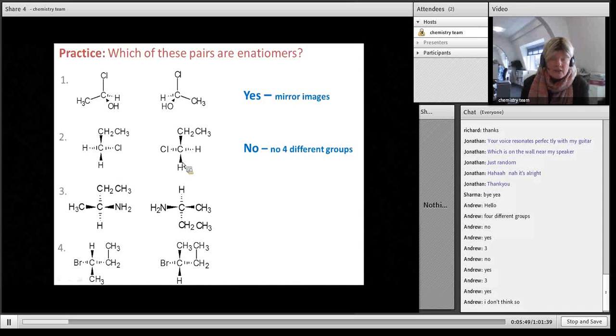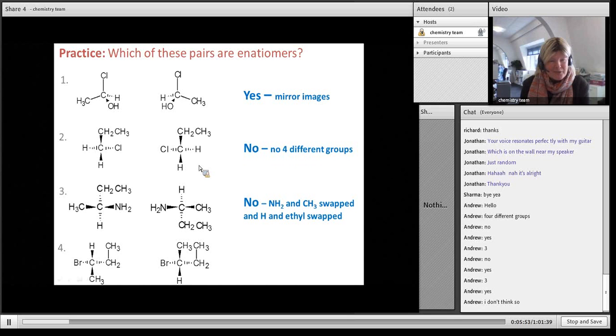Right. I've given the answer for that one. Now, this one is an example where they are not mirror images of each other, and the reason is because two pairs have been swapped around.